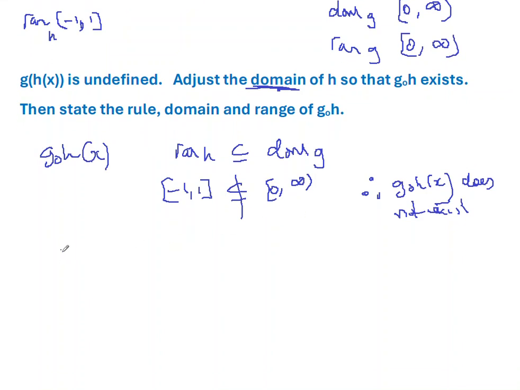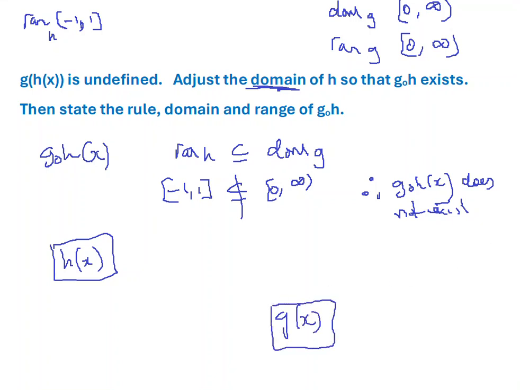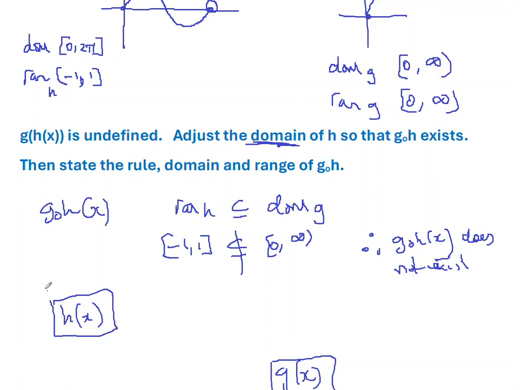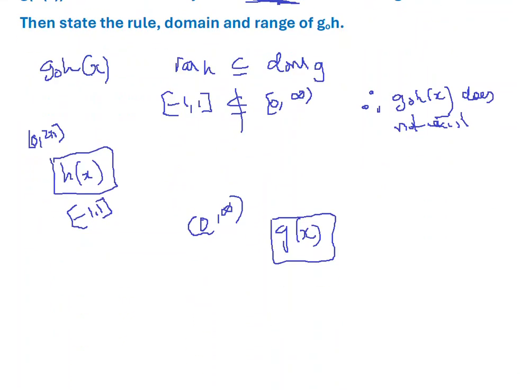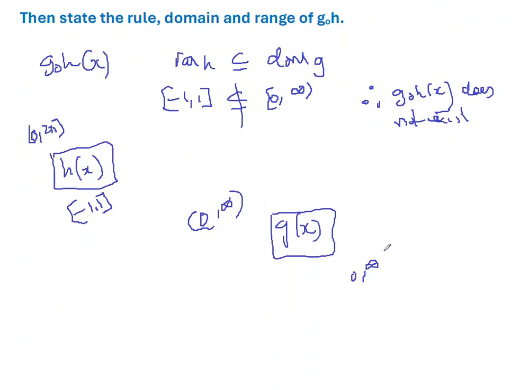Okay, so we're going to go through h of x first. That's my inside. And once it comes out of h of x, it then goes through g of x. And we know from what we've written up here that what goes into h is 0 to 2 pi, and what comes out is -1 to 1. And what goes into g is 0 to infinity, and what comes out of g is 0 to infinity. But we have problems here.